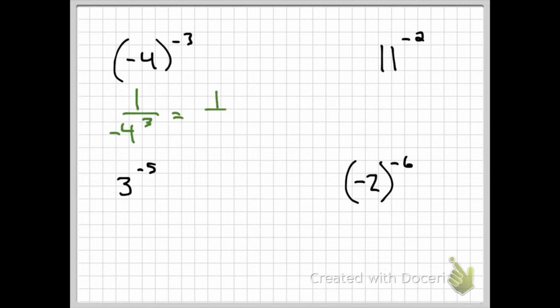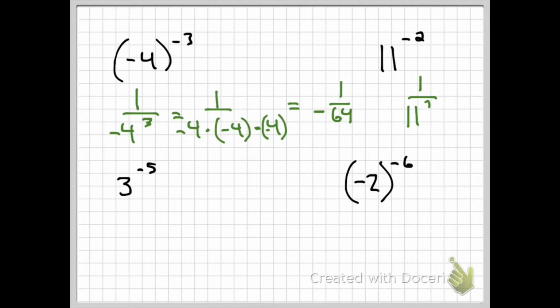So we have 1 over negative 4 times negative 4 times negative 4. All right, so we can already tell that our answer is going to be a negative fraction, and it's negative 1 over 64 for that portion, okay? All right, and then our next one, same thing. We're going to drop this to the bottom. 1 over, this is a positive 11. All right, so 11 times 11 is 1 over 121.